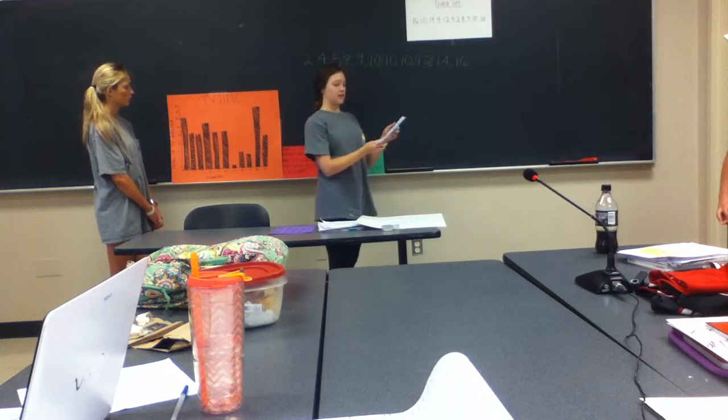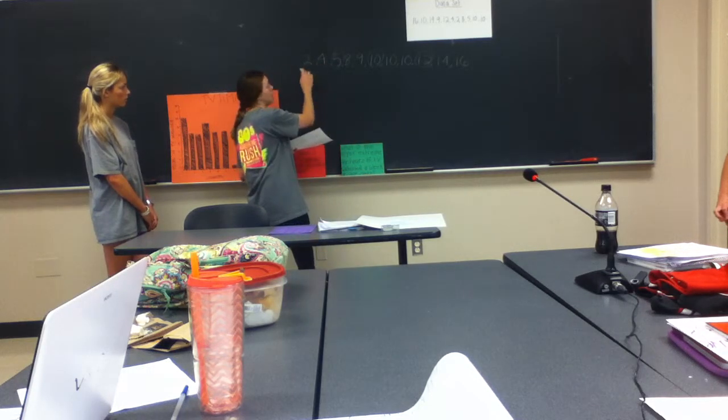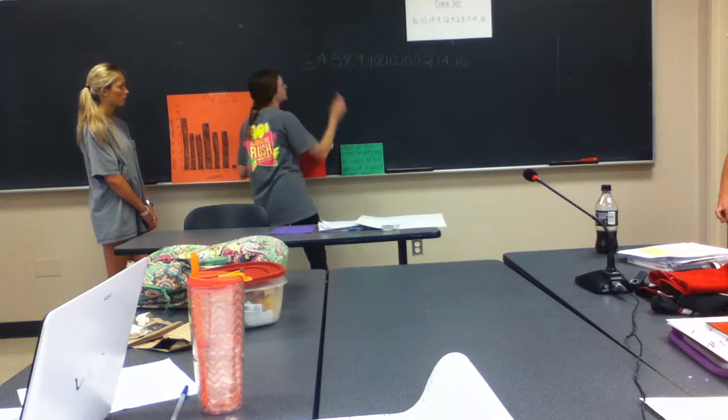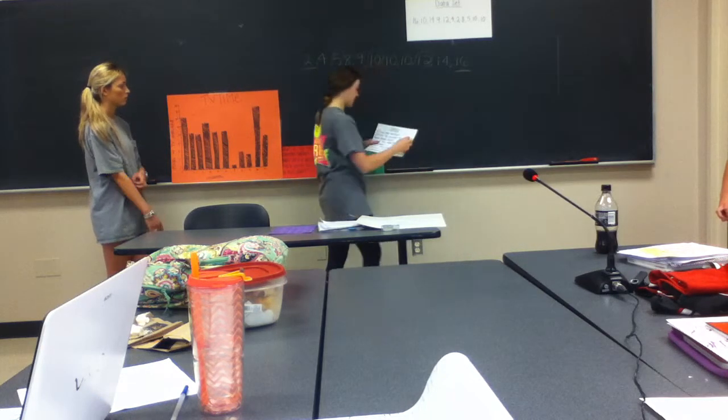So now that we've found that, step 3 is to find the upper and lower extremes, and this is kind of like finding our range. So the lower extreme is going to be our smallest number in the set, and that's 2. And then our upper extreme is going to be 16, because that's the largest one we have.